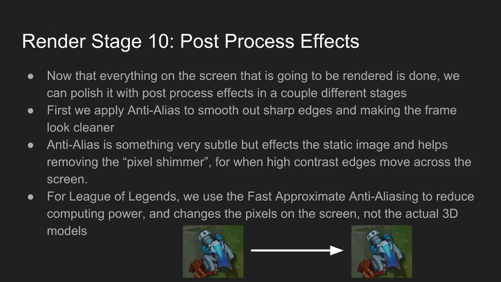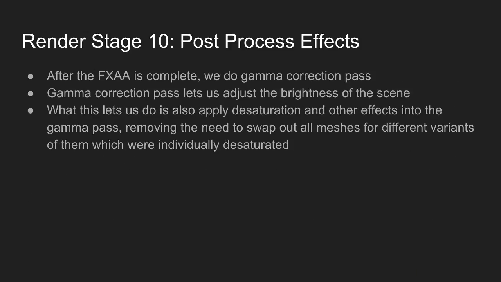The first one is anti-aliasing, to make edges look smooth, get rid of pixel shading. The second is gamma correction pass, which is used to adjust the brightness of the scene, as well as optimize the game by taking care of things like desaturation.